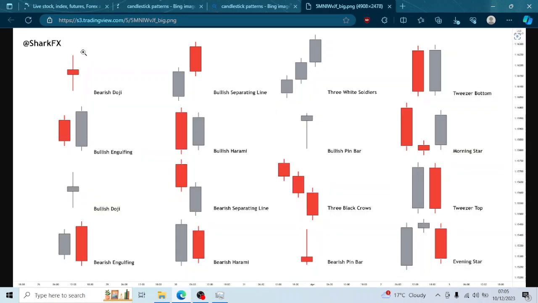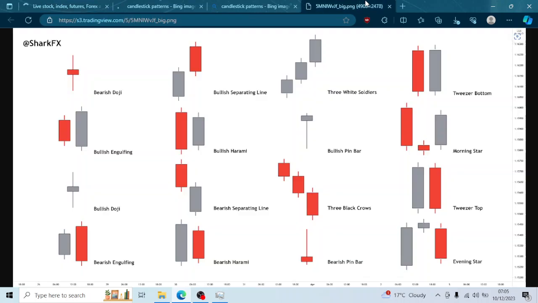Bearish doji. I don't use this one. Forget that one. Bullish engulfing. I don't really pay attention to the words. You see, when it comes to me, guys, I don't pay attention to the words. I look at the bodies and the wicks. That's how I trade. I look at how I read the information behind the candles.